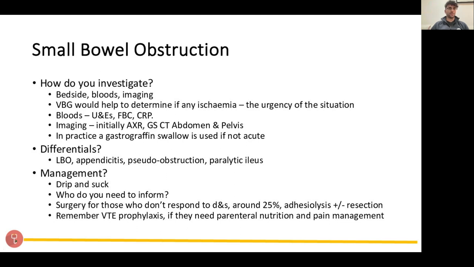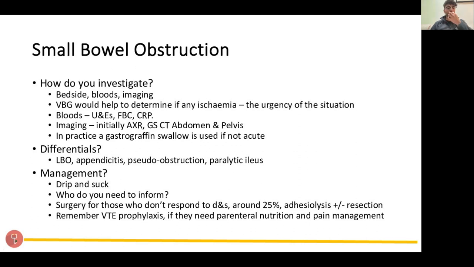And I was discussing this with some colleagues of mine, an SHO who thinks that ABGs are almost never required because a VBG and some oxygen and the oxygen saturations will tell you most of what you need to know. Anyway, a VBG will show you a lactate, which would help you determine if there's any ischemia. Your bloods, standard full set, but especially using these FBCs and a CRP.